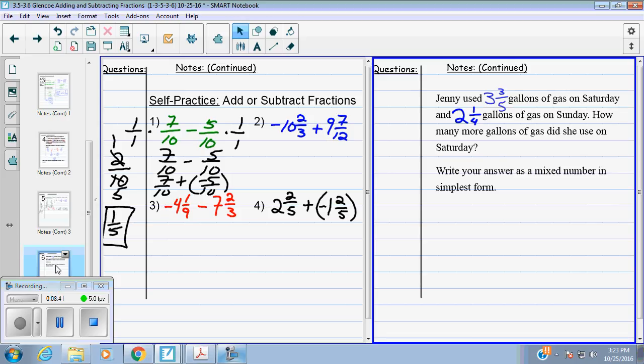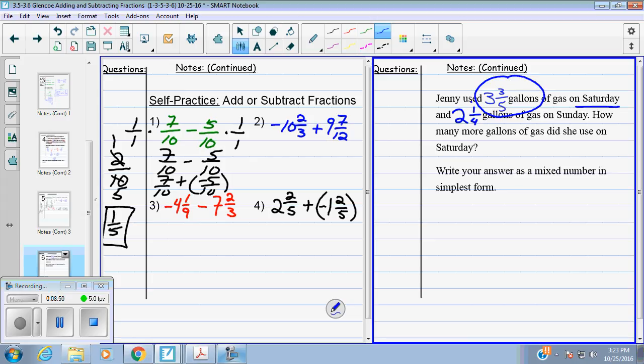Okay, so let's mark up our text again here. We got 3 3/5 gallons on Saturday and 2 1/4 gallons on Sunday. And the question's asking, how many more? That's asking me to find the difference between these. So we should translate this from left to right around a subtraction sign. So we write 3 3/5 minus 2 1/4. And that should tell us the difference, or how many more gallons we had on Saturday than on Sunday.